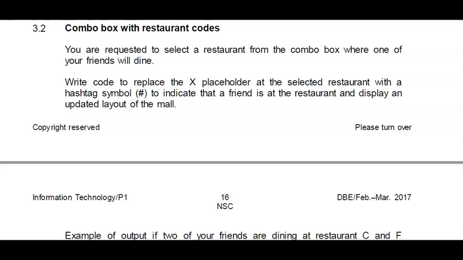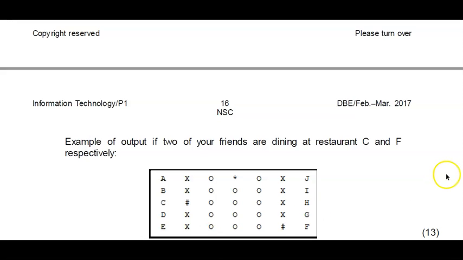So this two-dimensional array represents a mall and you are the asterisk, and we are now going to place friends of yours at different restaurants. You are going to select at which restaurants they are from the combo box, and then you have to place the hash in the correct position. So if they select C, this is where the hash goes. It replaces the X's. So the X's are where restaurants are. These zeros or circles, they are open areas.